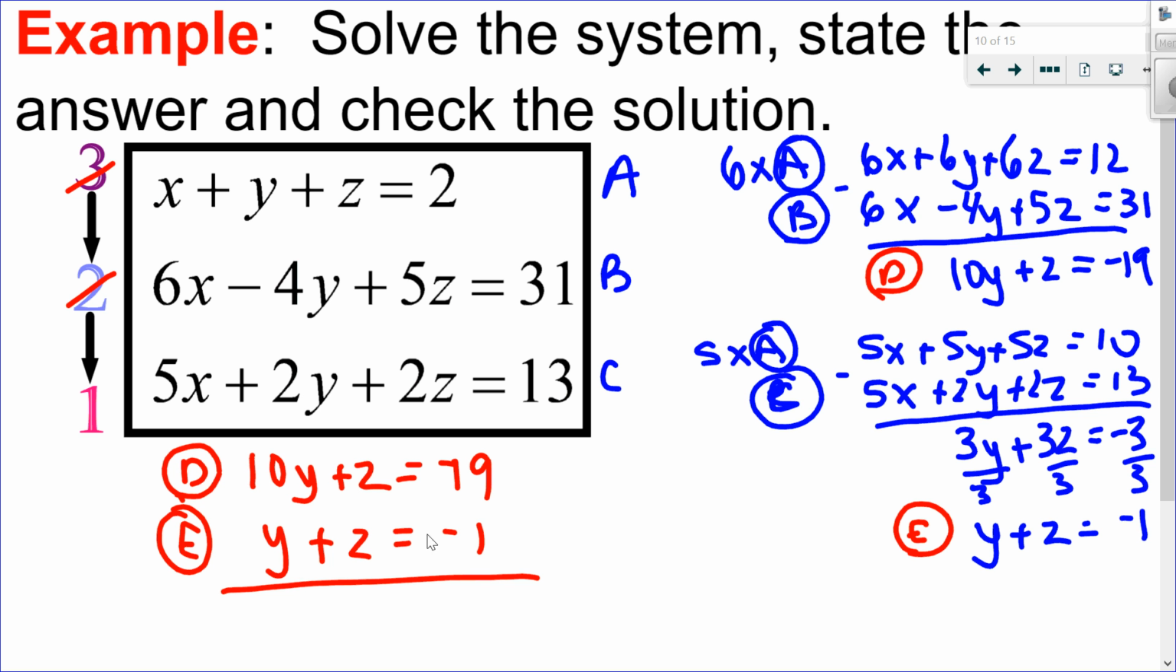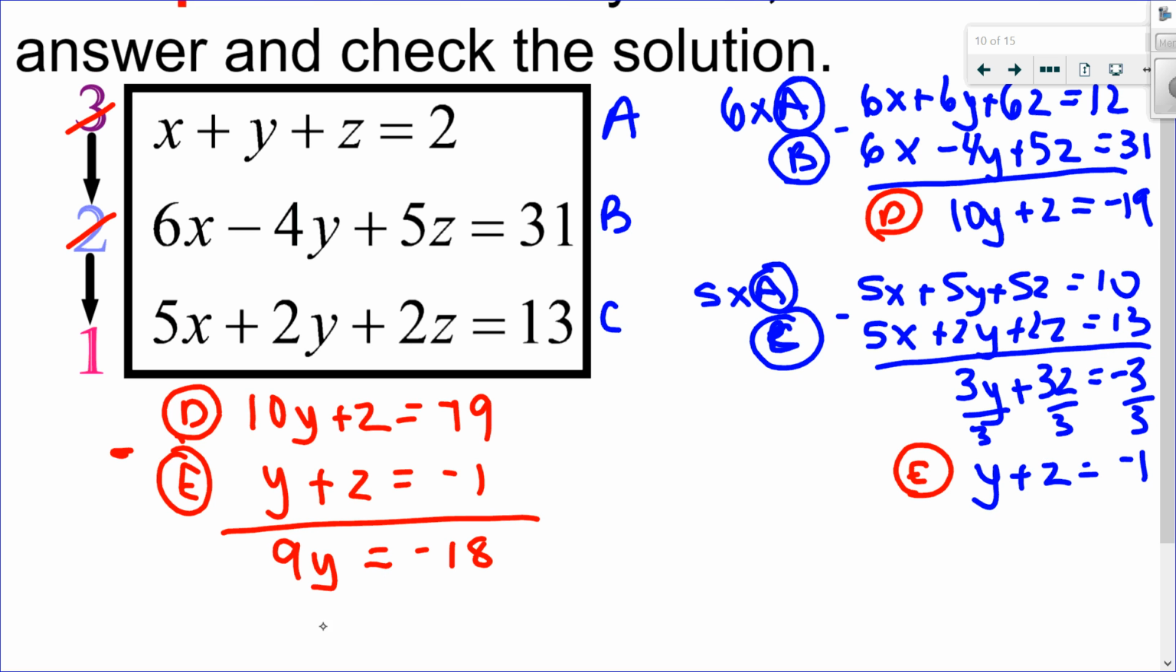I can see I can eliminate my z variable by subtracting. So 10y take away y is 9y. z take away z is gone. Negative 19 take away negative 1 is negative 18. And then I just have to divide by 9 on both sides, and I get y is negative 2.